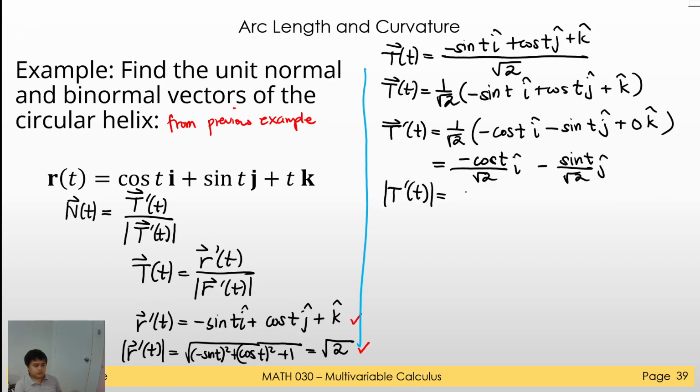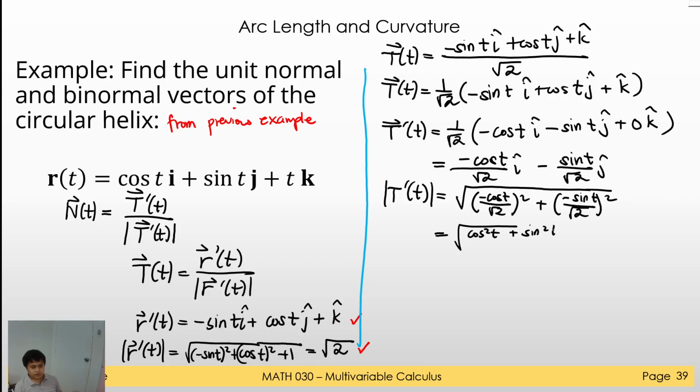So to find the length, this will be equal to the square root of the sum of the squares. So negative cos t over square root of 2 squared, plus negative sine t over square root of 2 squared. As you can see, we have again another scenario wherein this will become cos squared t plus sine squared t.